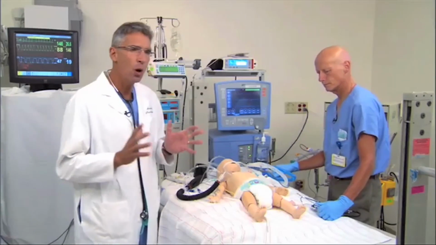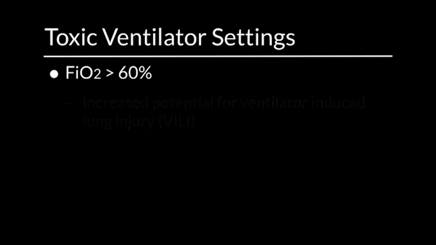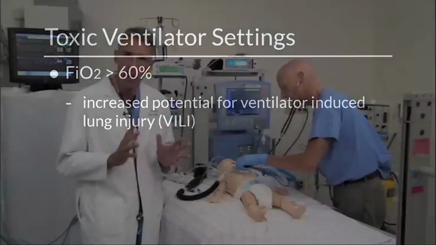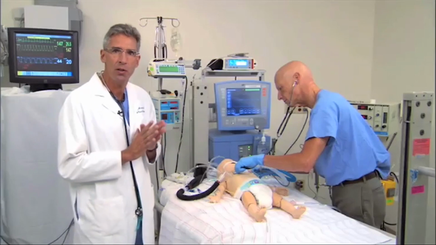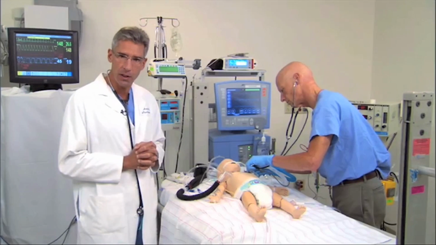Okay. So in our environment, these represent toxic ventilator settings. An FiO2 greater than 60% for a prolonged period of time represents an increased potential for ventilator-induced lung injury. So this is a perfect patient. She's not breathing spontaneously. She's on toxic ventilator settings, in whom to consider the use of high-frequency oscillation.